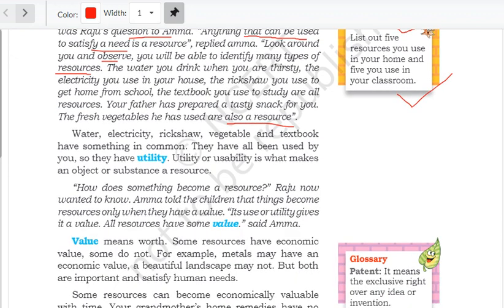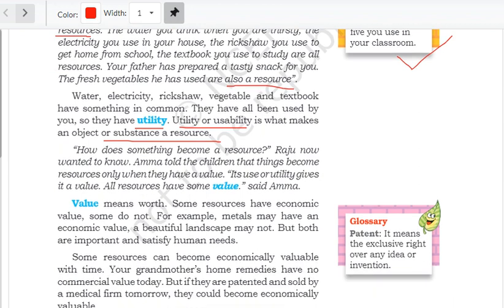Water, electricity, rickshaw, vegetable, and textbook have something in common. They have all been used by you, so they have utility. Utility or usability is what makes an object or substance a resource. The utility, how useful or how we use that object or substance, is what makes it a resource.